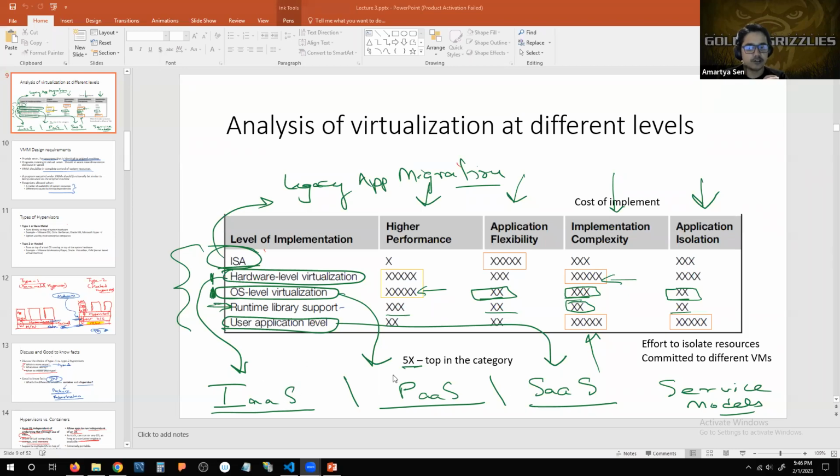Like infrastructure is a separate piece, platform is a separate piece, software as a service is a separate piece. But instead of talking about these separate pieces, if you want to build the cloud computing architecture itself from the very bottom, from scratch, then where should you start implementing the virtualization? So the two evident choices available to the service providers were OS level virtualization or hardware level virtualization.